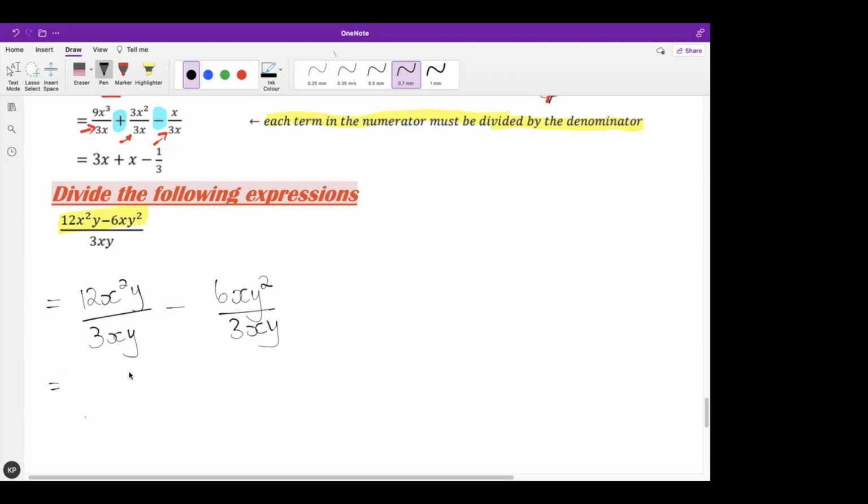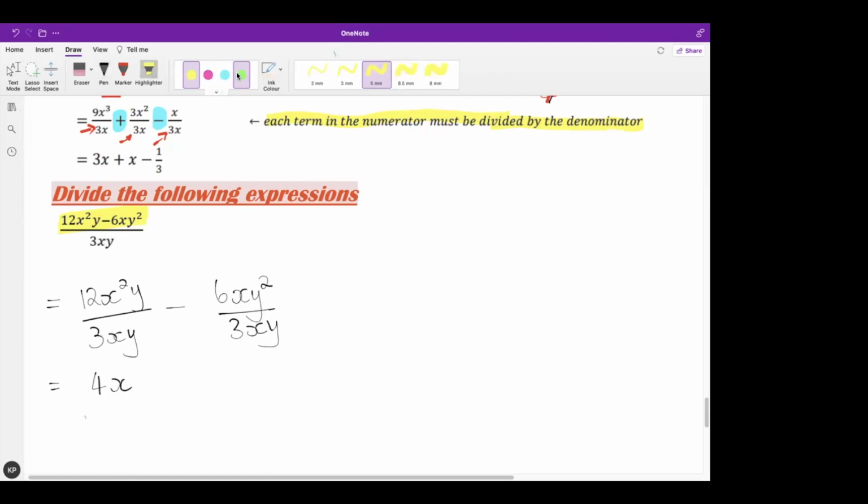Is this not a bit easier to manage? This is easier to manage, right? So I have a positive and a positive, so they're both positives. What's 12 divided by 3? 12 divided by 3, 4. And then I have an x.